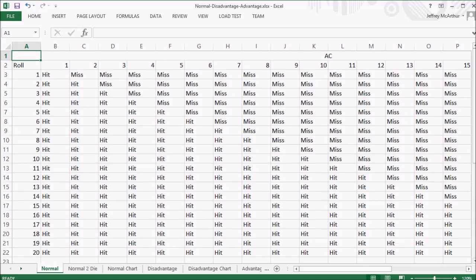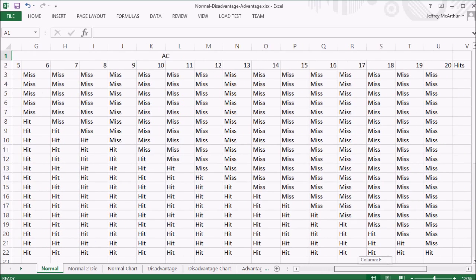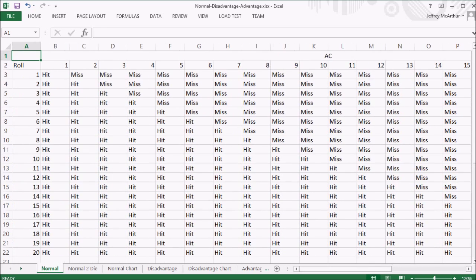So what happens if I roll a 4 and I'm going against armor class 5? I'm going to miss. If I'm going against armor class 4, I'm going to hit. And it comes out here to all the armor classes. Not a problem. Simple little chart.